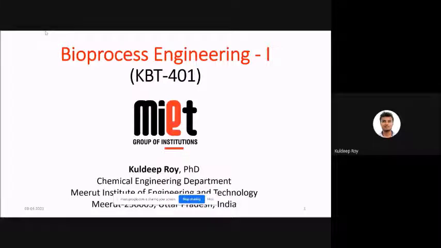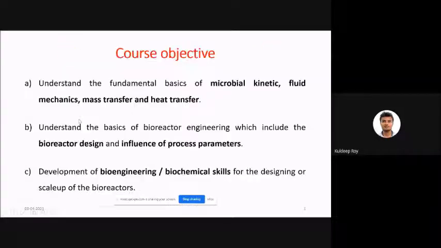So we will discuss bioprocess engineering. The course code is KBT401. My name is Kuldeep Roy. Now, in the course, we will discuss how the bioreactor or bioprocess is related to that biotechnological subject. The course objective is to understand the fundamentals of microbial kinetics, fluid mechanics, heat transfer, and mass transfer, meaning we will discuss how these are related to your biotechnology course or subject.